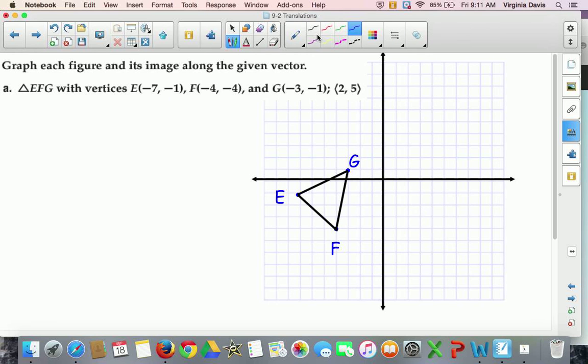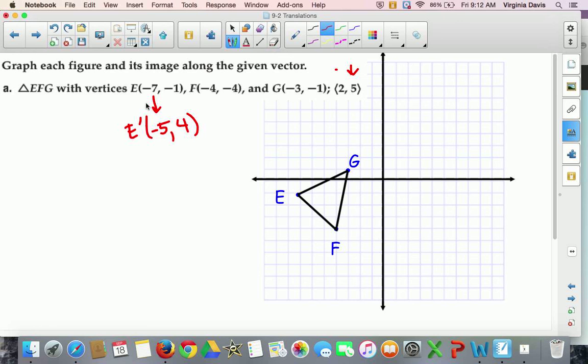So let's look at this example. Why don't you pause the video and write this down? Okay, so here's our original points, and here's our vector. This is how we're going to shift, or translate, I should say, our graph. So E is (-7, 1). The new point, E prime, is going to be (-5, 4).